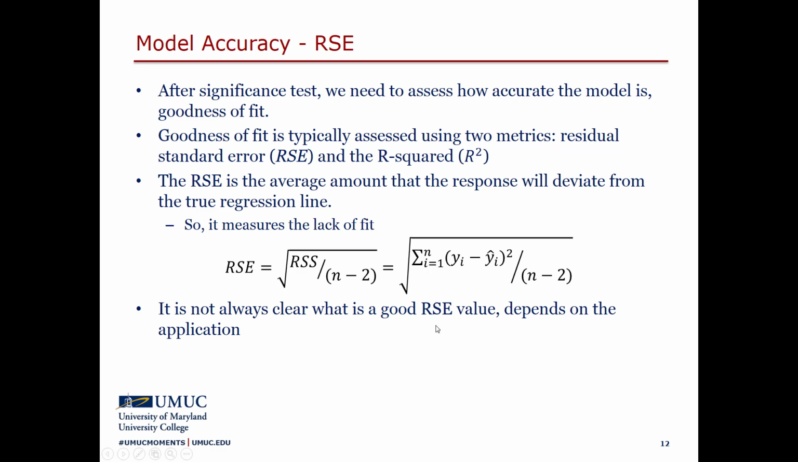It is calculated as the residual sum of squares divided by the degrees of freedom, which is the difference between the number of observations and the number of coefficients estimated. In our case, for simple linear regression, we have two: the intercept and the slope. You take the square root of that quantity, and that is how the residual standard error is estimated. Again, from the previous slide, the residual sum of squares is just the difference between the observed and the estimated values, squared, summed over, and divided by the degrees of freedom.